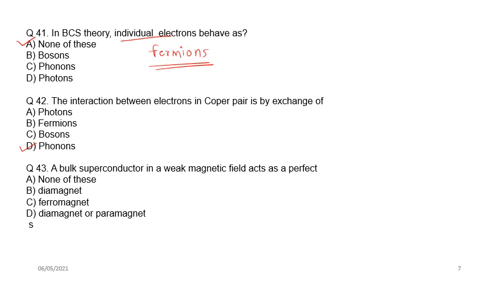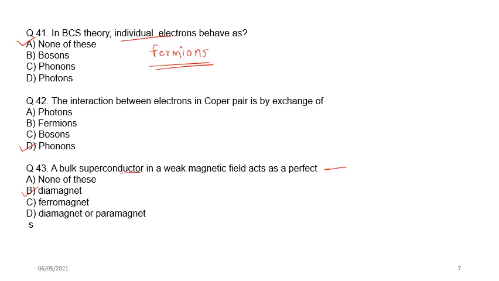A bulk superconductor in a weak magnetic field acts as a perfect... We have to write the correct option. Superconductors are perfect diamagnetic materials, so it acts as a perfect diamagnet. It will not behave as a ferromagnet, because superconductors are basically diamagnets. They are perfect diamagnets below the critical temperature whenever they behave as superconducting material.